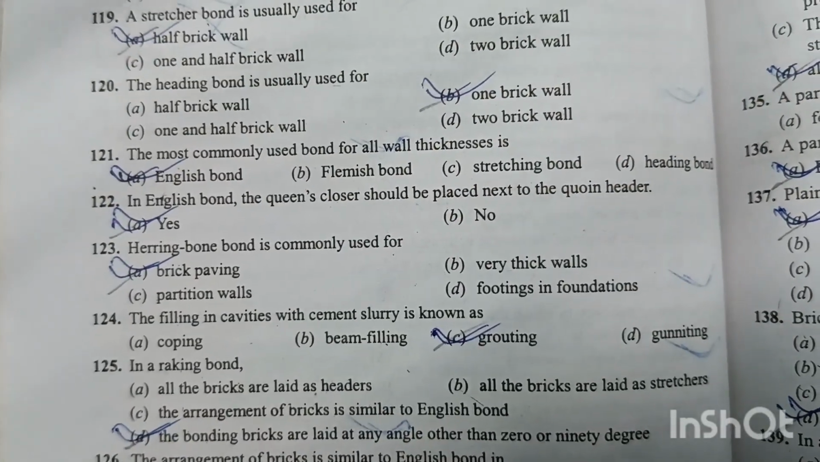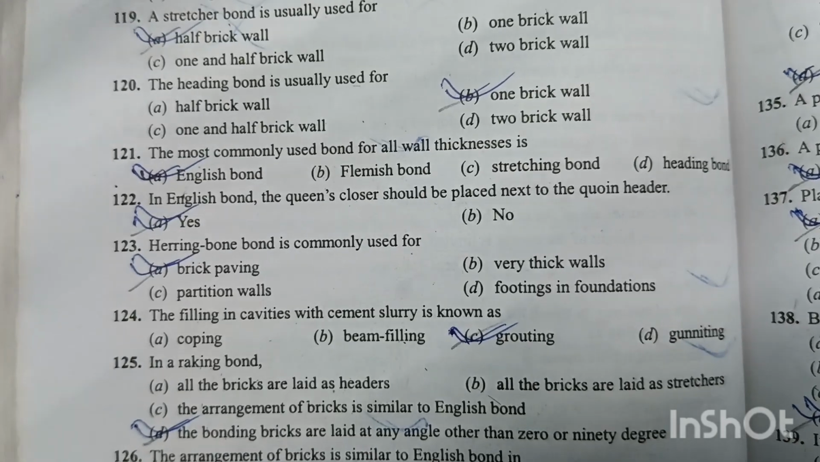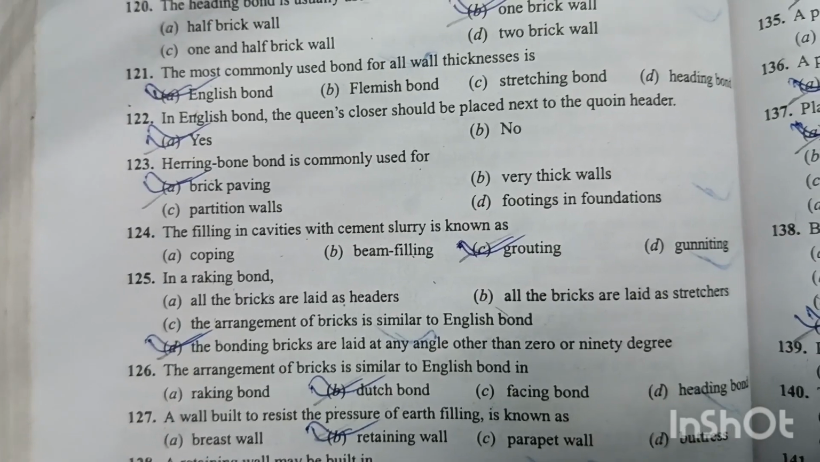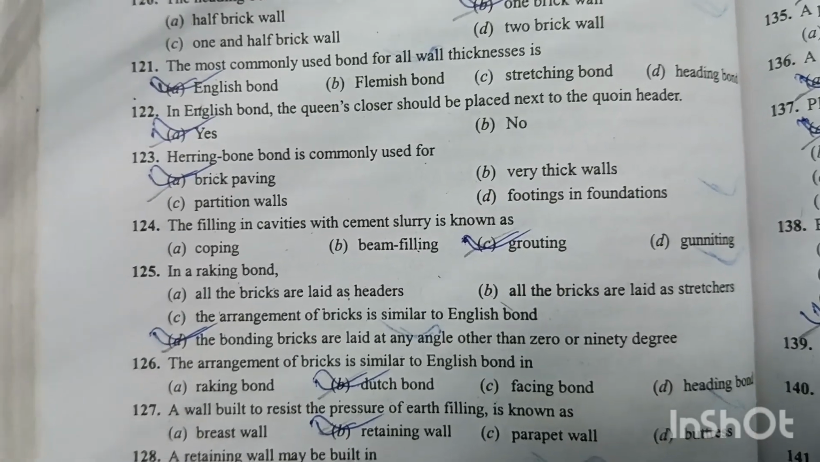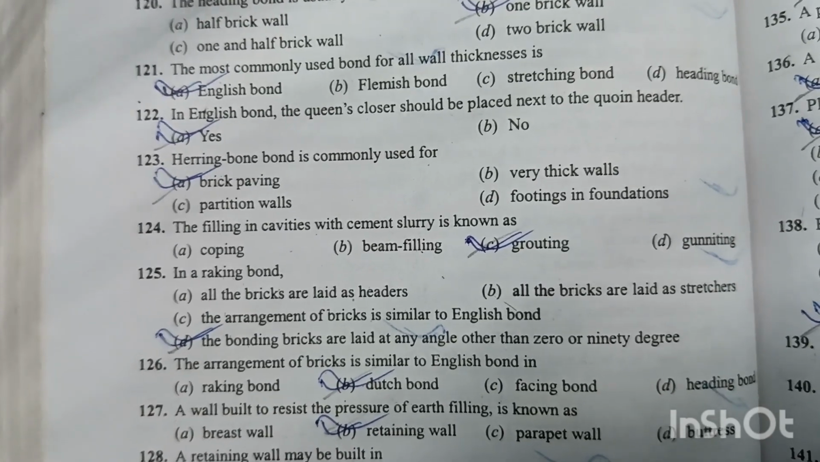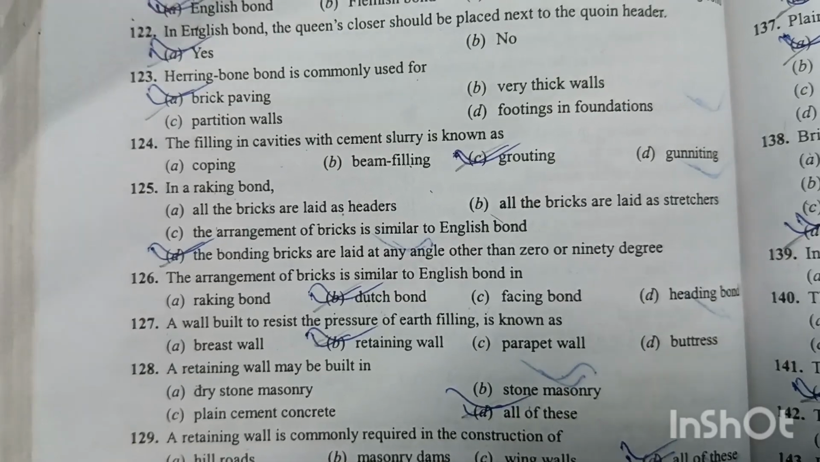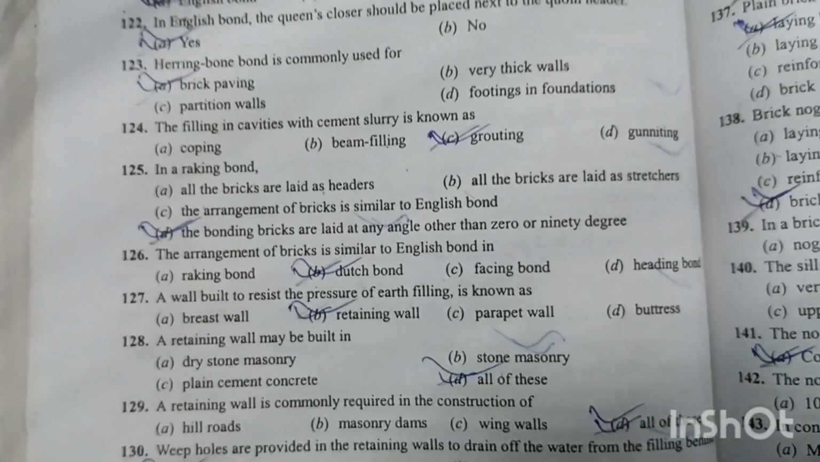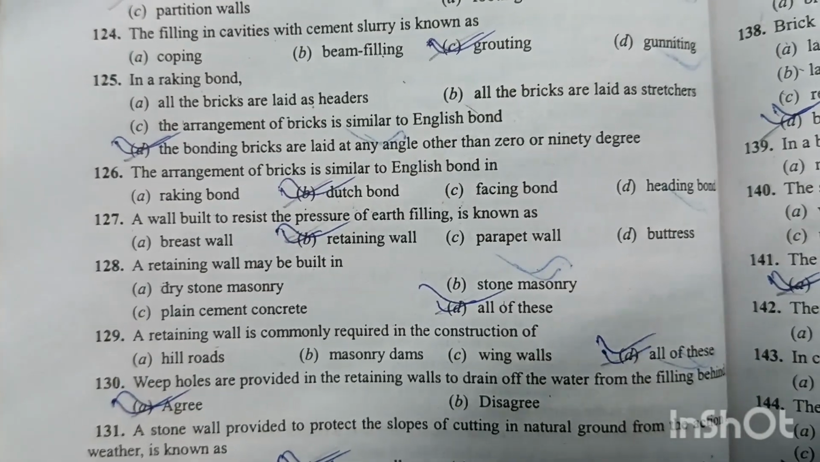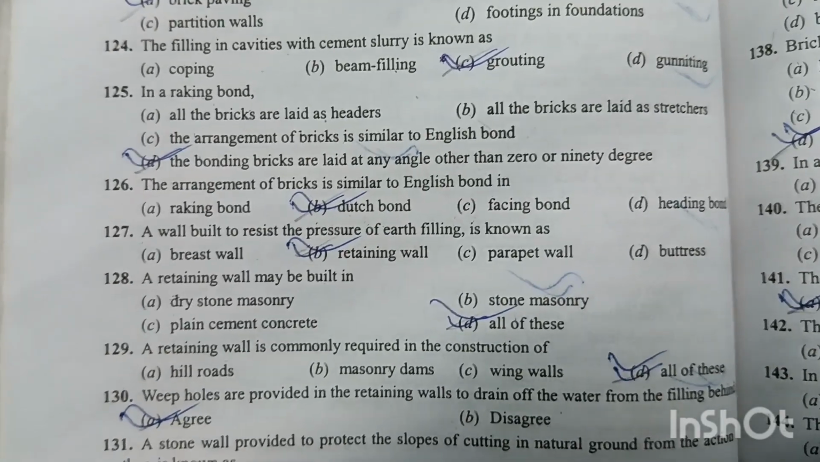Question number 124. The filling in cavities with cement slurry is known as grouting. Option C is the right answer. Question number 125. In a raking bond, the bonding bricks are laid at any angle other than 0 or 90 degree. Option D is the right answer. Question number 126. The arrangement of bricks is similar to the English bond in Dutch bond. Option B is the right answer. Question number 127. A wall built to resist the pressure of earth filling is known as retaining wall. Option B is the right answer.